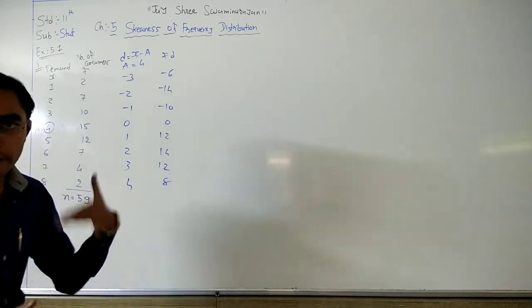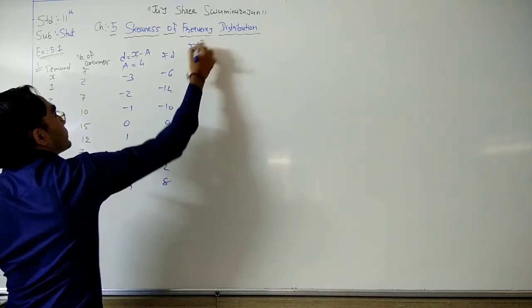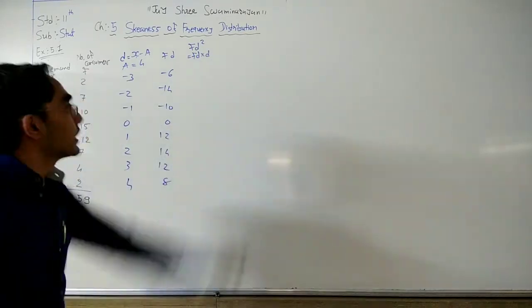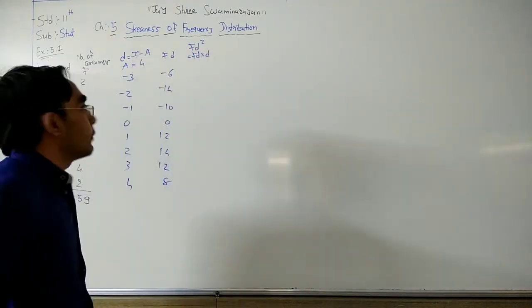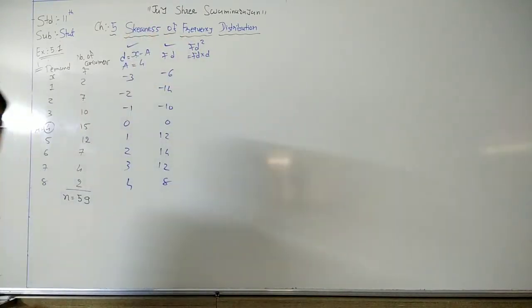And for finding the standard deviation, we want fd square. It is the multiplication of fd and d. fd multiplied by d is fd square, and we want the column of fd square. So here we have fd, here we have d.